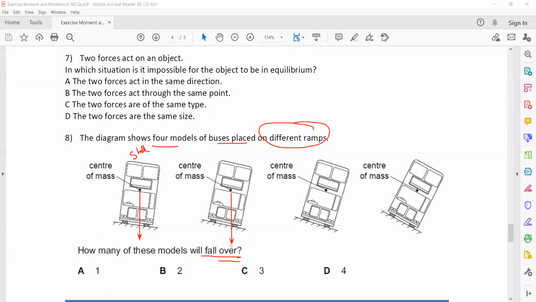When you draw the weight for the second model, that is also passing through the base, so it will be stable. When you draw for the third model, it is also passing through the base, so it will be stable. But when you draw the weight for the last model, it is not passing through the base of the bus, so it will fall over. So the last one is unstable. So how many models will fall over, or how many models are unstable? Only one of the models is unstable. That's why A is the right answer.